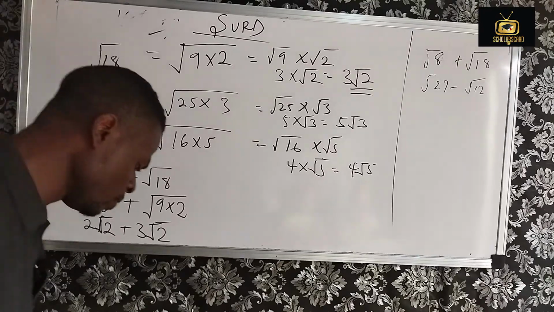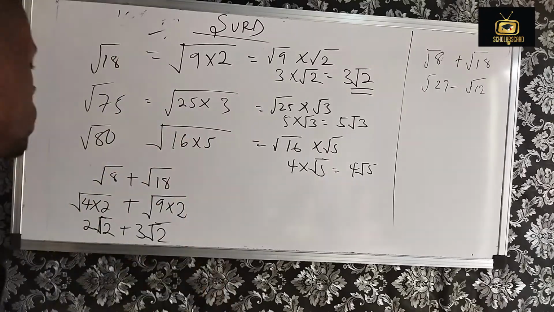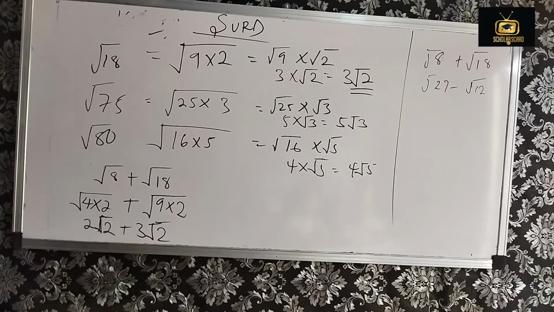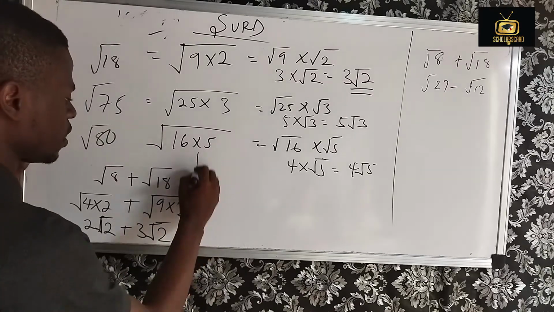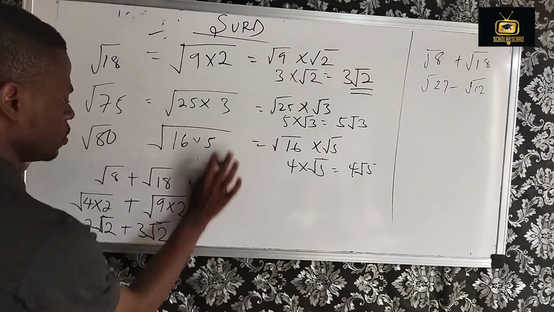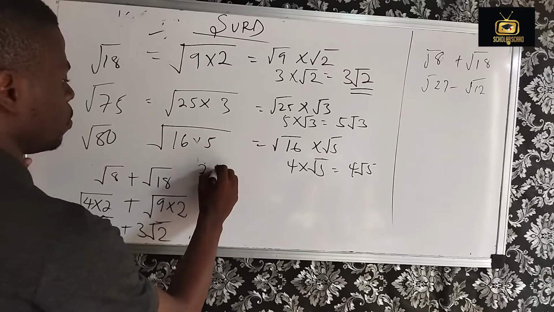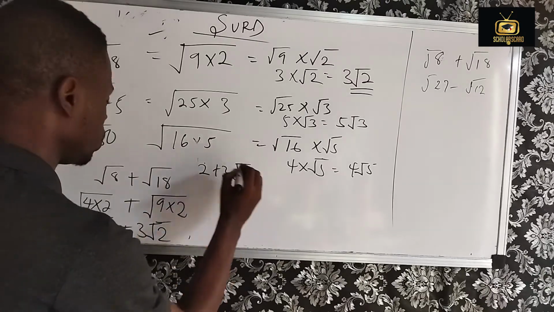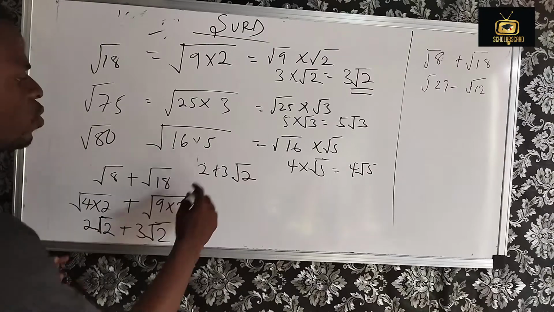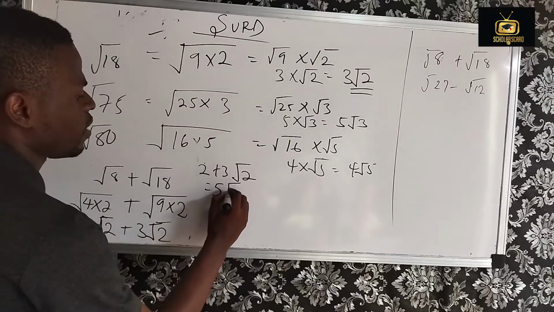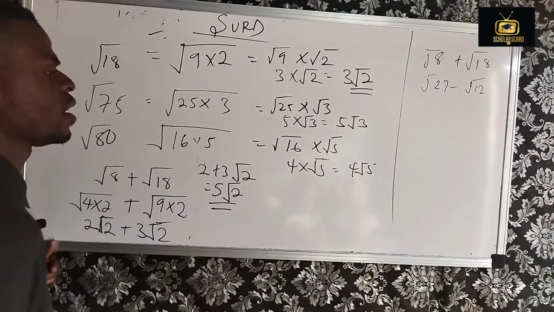Now in this place, we have 2 plus 3. So we take our root 2, now bring it here. 2 plus 3 root 2. So in this place, 2 plus 3 is 5. So our answer is 5 root 2. So that's our final answer.